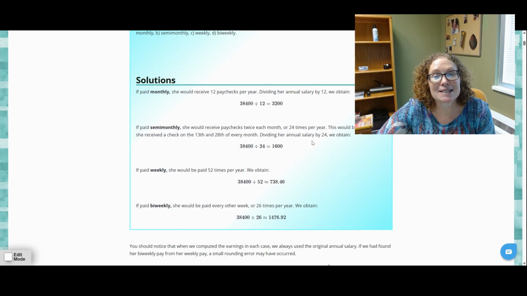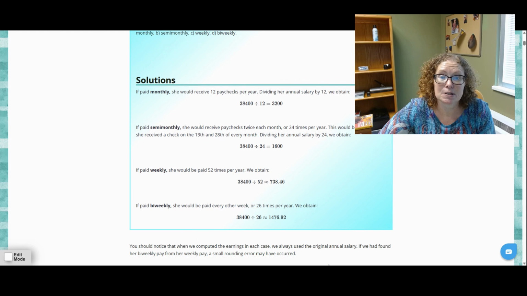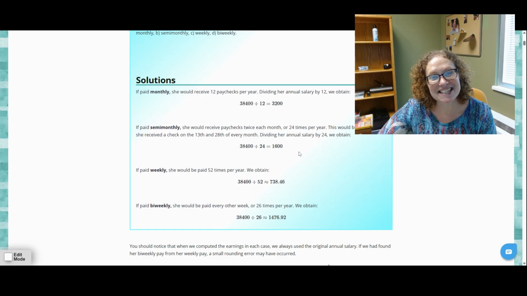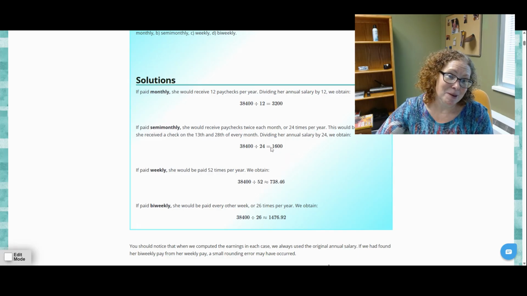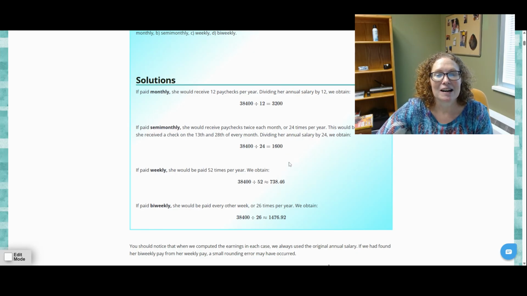If you're paid semi-monthly, you would get paychecks twice a month or 24 times a year. And for that, you would divide the 38.4 by 24, and she would get $1,600 a paycheck. See, it is the same, because if you do the math, 16 times 2, she's still getting that same $3,200 a month. It's just being split up into 2.